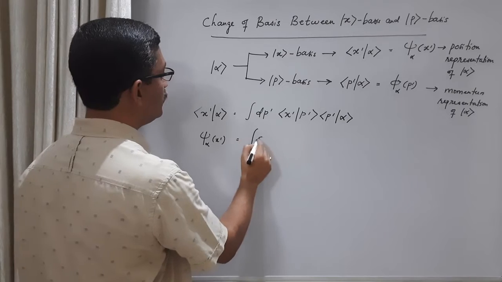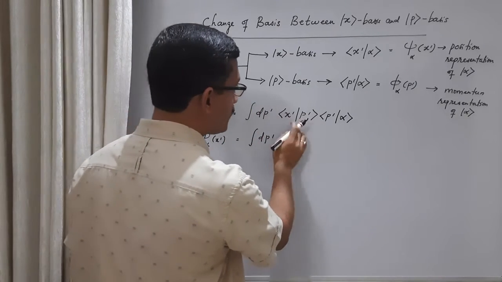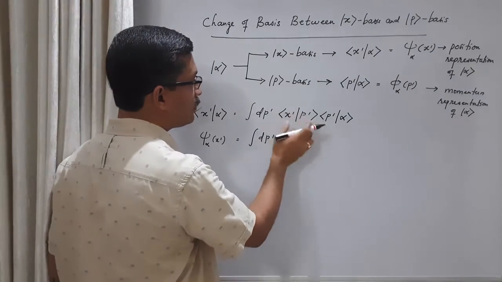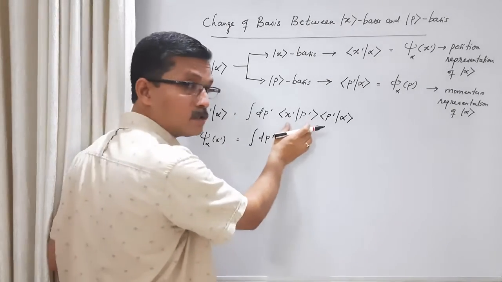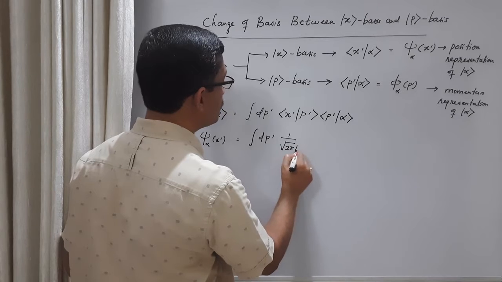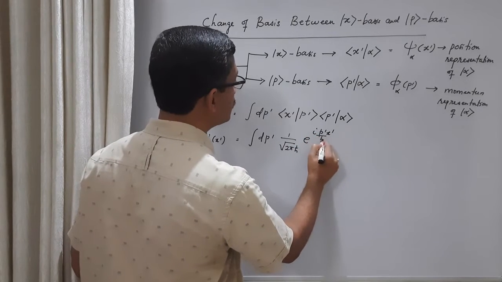Now this quantity on the left hand side is psi alpha of x prime. It is equal to the integral over p prime. What is this quantity <x'|p'>? This is the transformation function for the change of basis from position basis to momentum basis. We know this transformation function. It is 1 by root 2 pi h cross, e raised to i p prime x prime by h cross.